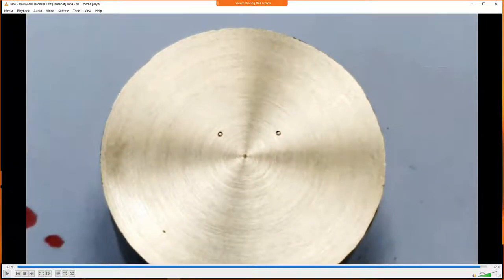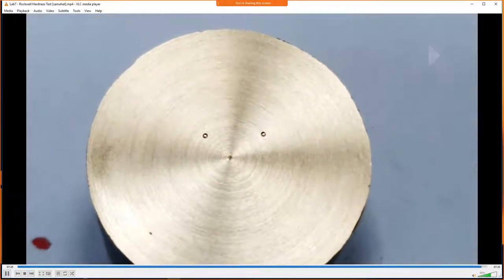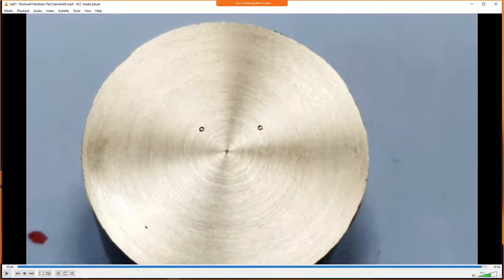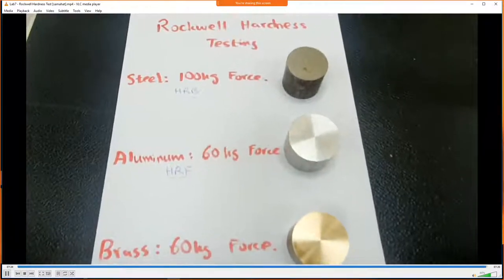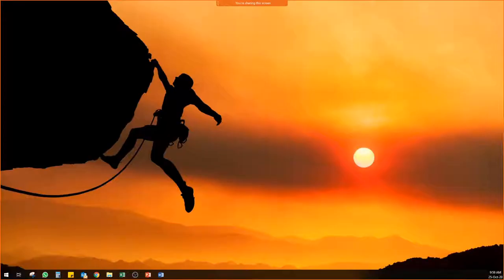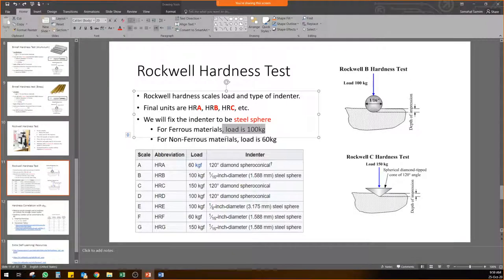So I want you to take the final pictures of the samples after the test from this part of the video, that's showing very clearly. And also make sure you circle them with red spots in order to show this is the area where you took the hardness test. And now we have completed the Rockwell hardness testing. Thank you so much.